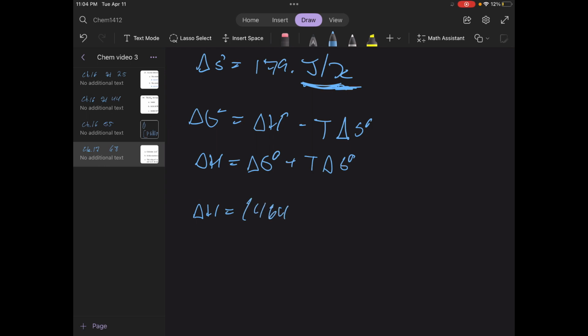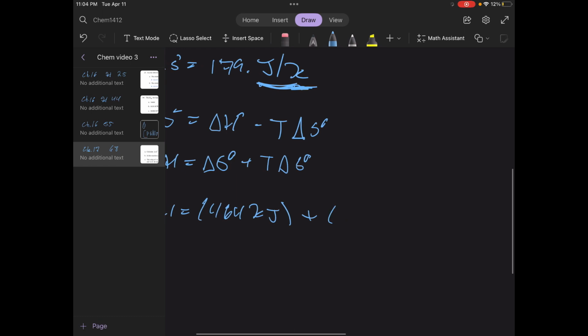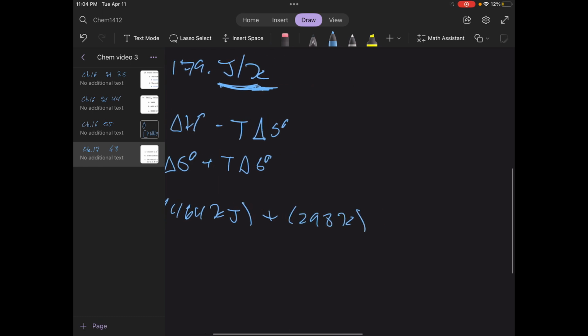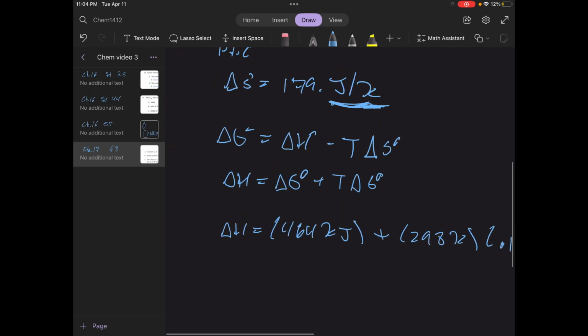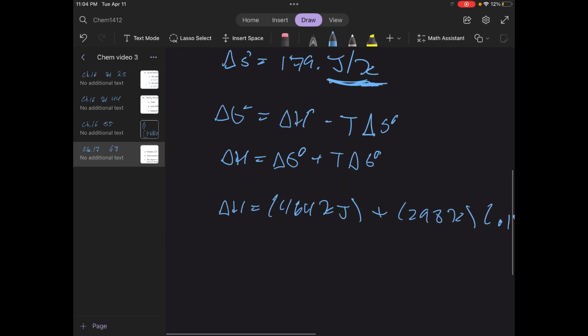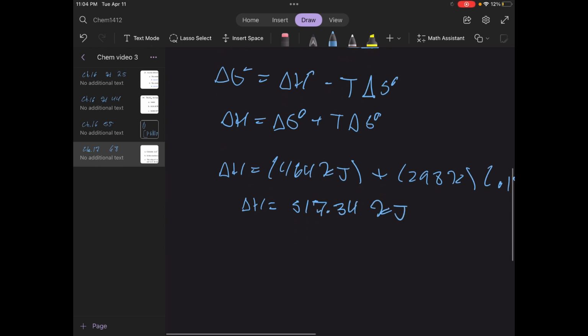So we know that delta H is equal to 464 kilojoules plus 298 Kelvin times 0.179 kilojoules per Kelvin. And our delta H here should be equal to 517.34 kilojoules. Then we continue on.